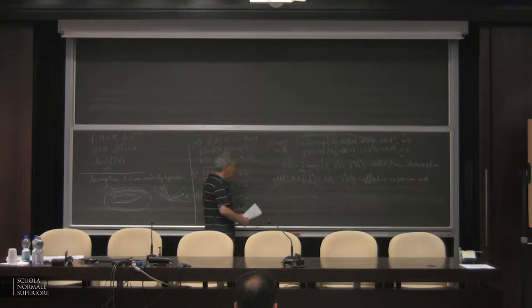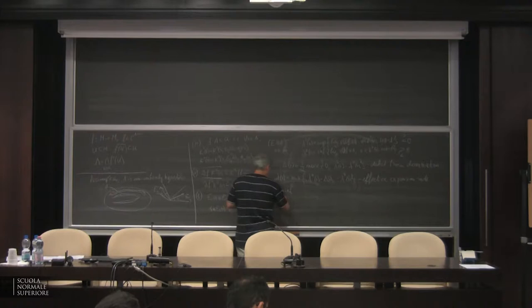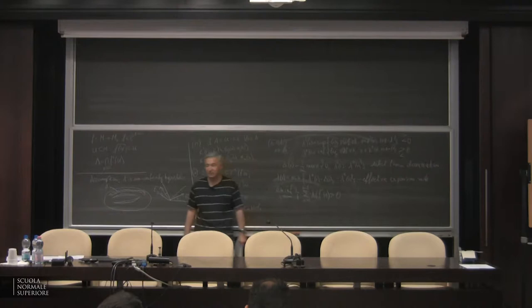And the first condition, which is EH1, is that if n goes to infinity, 1 over n sum of lambda f ax, k from 0 to n minus 1, is positive.